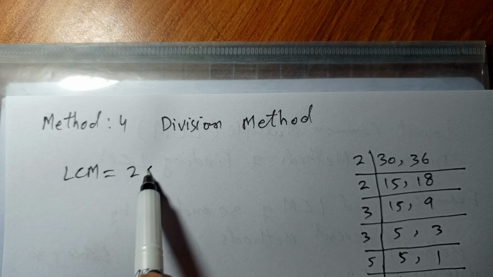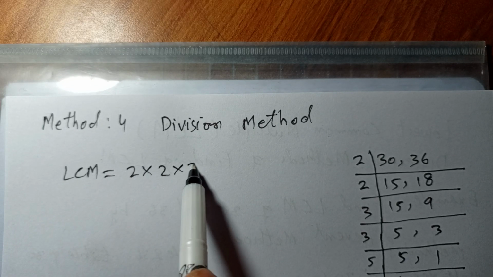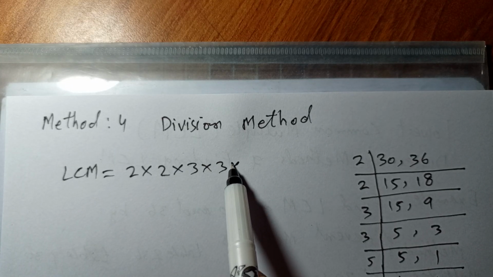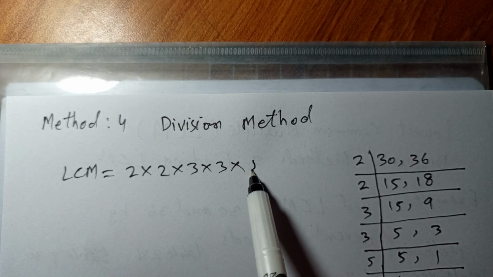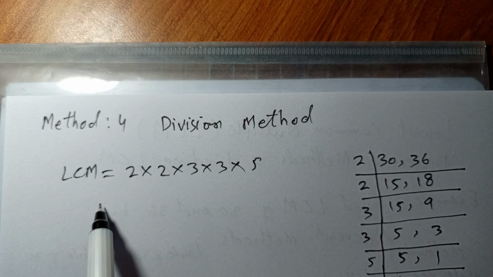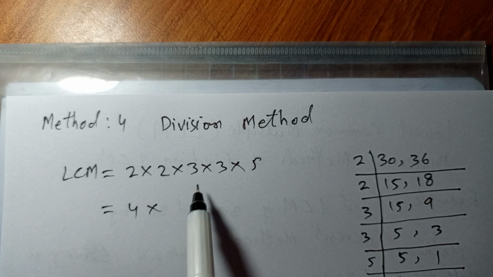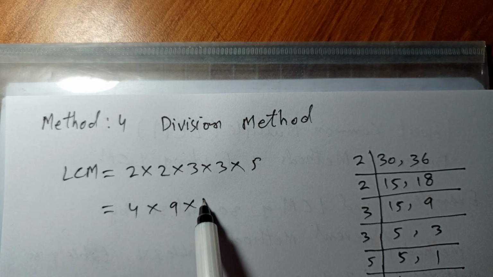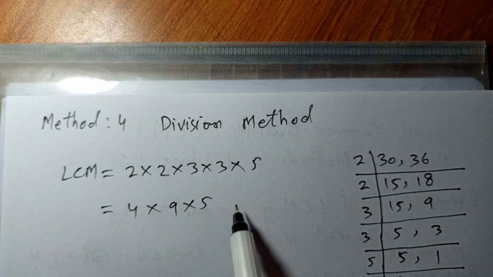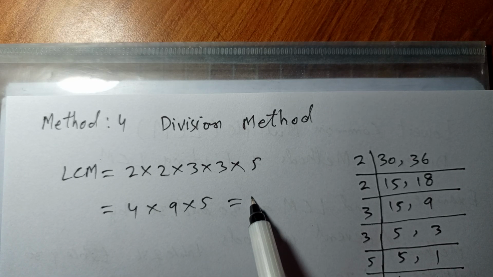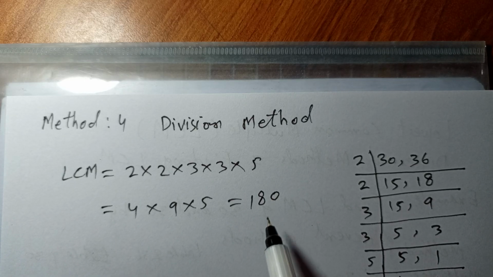LCM is equal to 2 multiplied by 2 multiplied by 3 multiplied by 3 multiplied by 5. By making pairs, you can multiply all these. 2 2s are 4, 3 3s are 9, then 5, and then 5 4s are 20. 20 multiplied by 9. 9 2s are 18. 180 will be your answer.